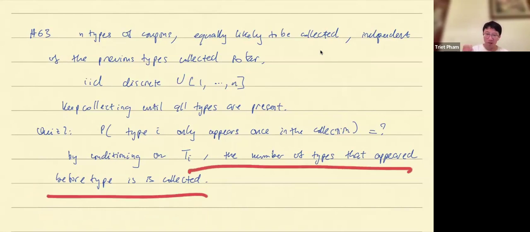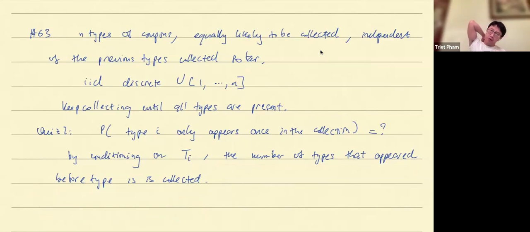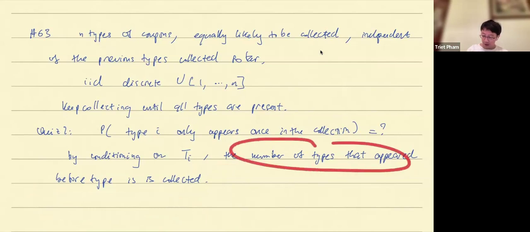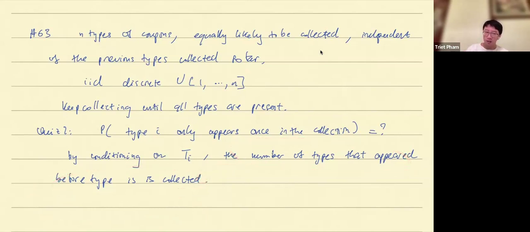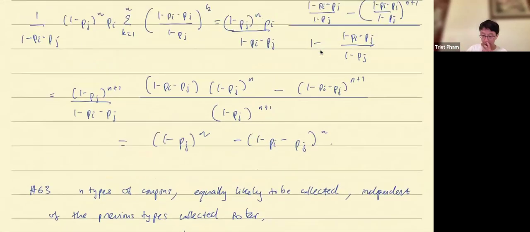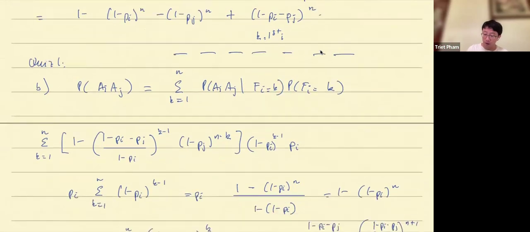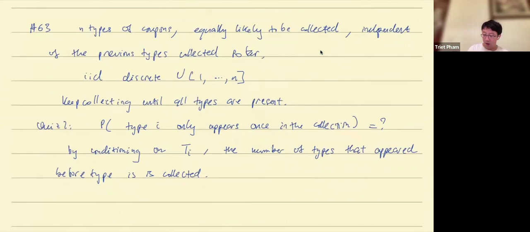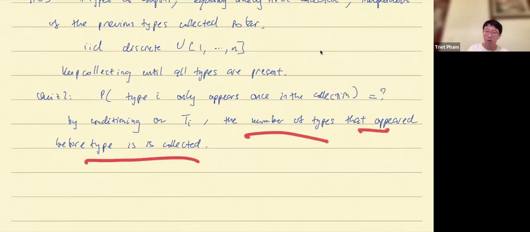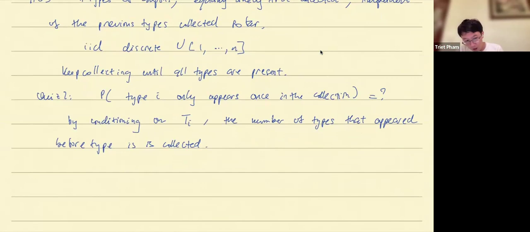When you first see it, it's a weird random variable to condition on. That's why I wrote down the wrong thing to begin with, because it is usually more natural to condition on the number of coupons you have collected so far, like the previous part, the number of coupons you have collected until type I shows up. But no, you don't want that. Here you want the number of types that appear before type I is collected.